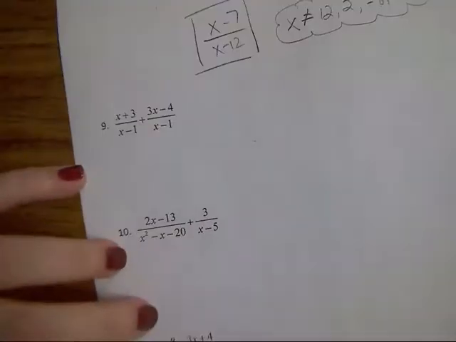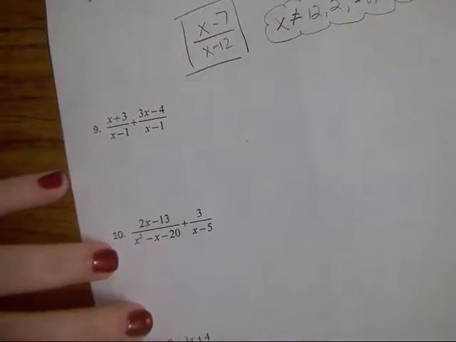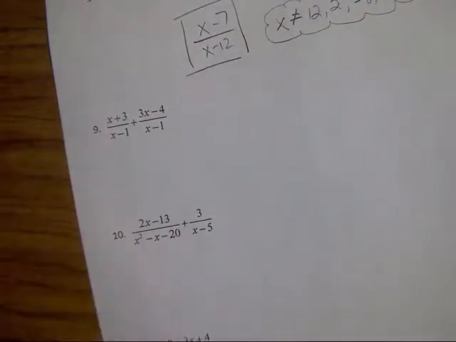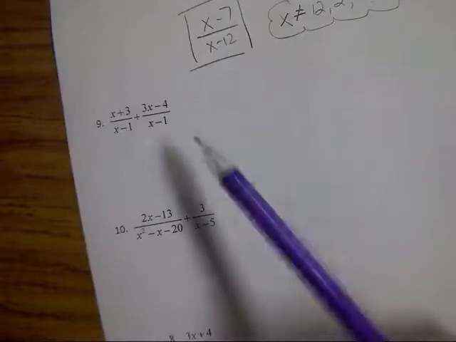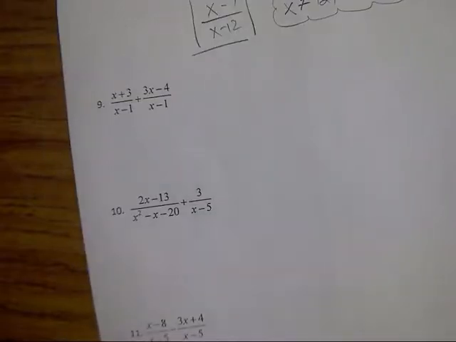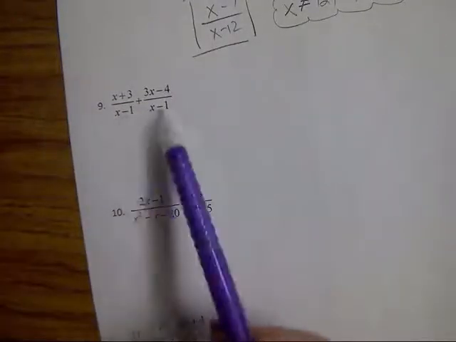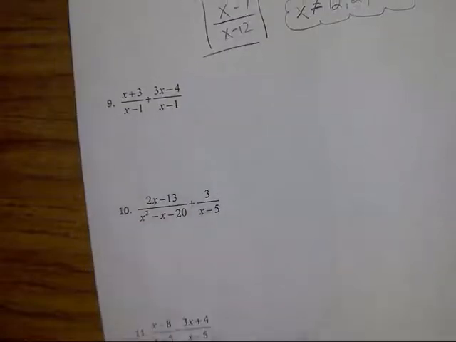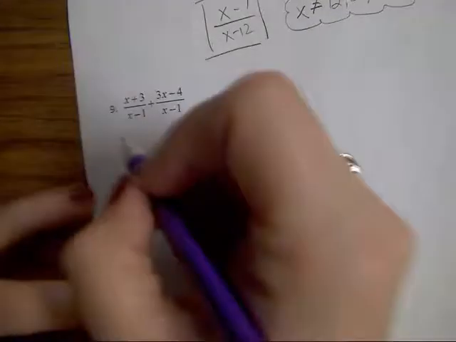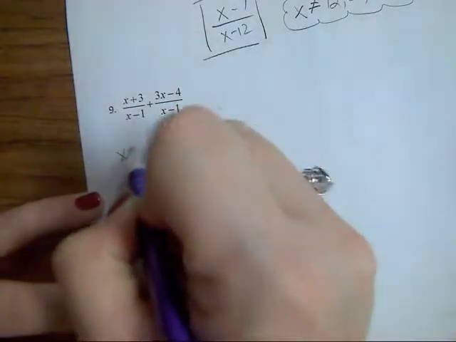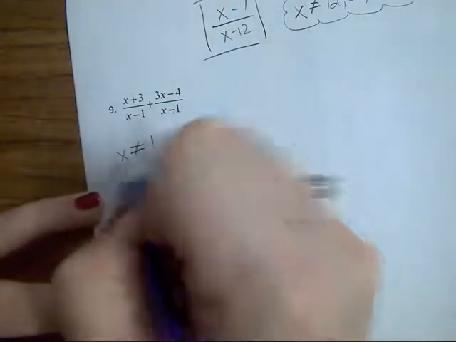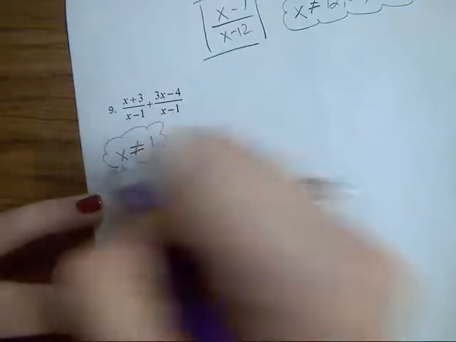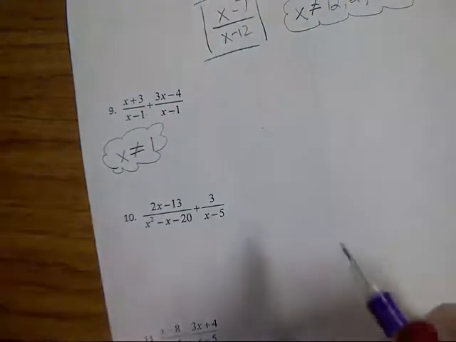All right. Number 9. So now we're getting into the adding and subtracting piece. You want your denominators to be the same, and if they're not, you have to make them the same. So looking right here, these are already the same. Okay. When they're the same, you can also go ahead and state your excluded value. So here, x cannot be 1, because that would make both of those equal to 0.